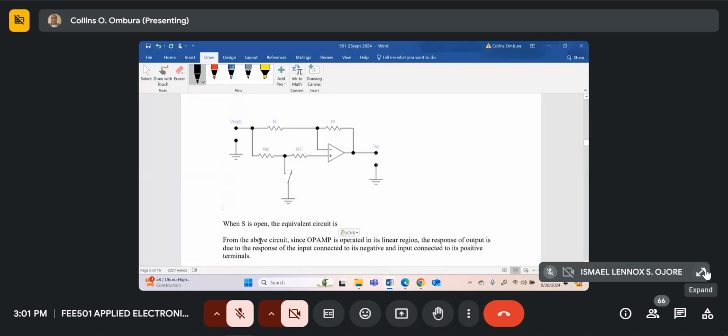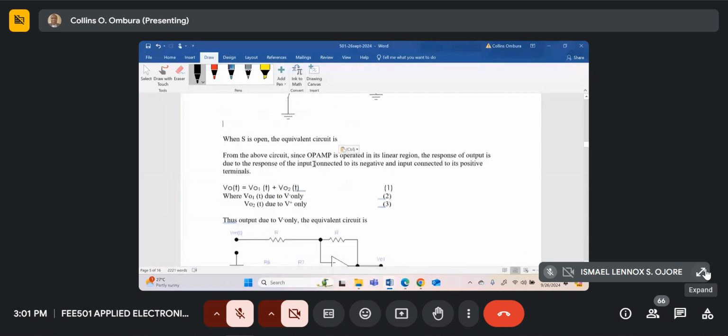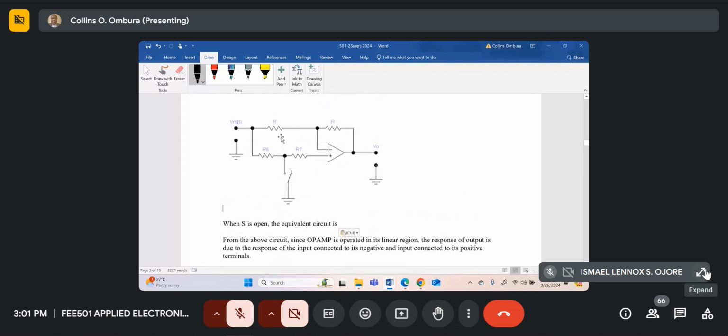So case 1 was switch S closed. Now case 2, switch S is open. So this is the circuit with switch S open. The midpoint between R6 and R7 is open. Next, let's find the output voltage when it is open. When it's open, we can actually draw two equivalent circuits. I've just done it here.